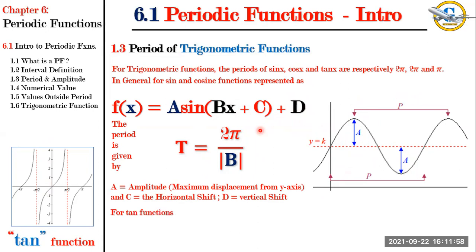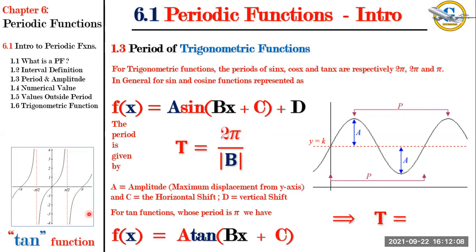For the tan function, the period is given by a similar formula, but we are just going to erase the 2 from this formula. So for f of x equals a tan bx plus c, the period is equal to pi over the absolute value of b. And for the tan function, this a here does not actually represent the amplitude, because the highest value of the tan function is infinity and the lowest value is negative infinity. Infinity is not a number, so it has no amplitude.